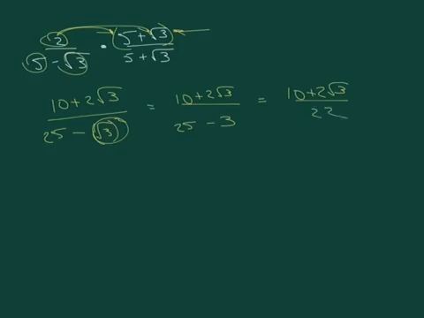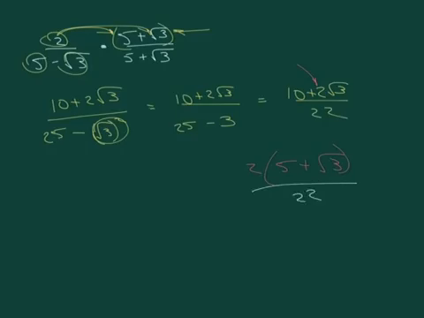Now if we look at our top here, do we have anything that's common that we can pull out? We have a 2 that we can pull out of the 10, and we have a 2 that we can pull right there. And one of the ways you can tell if you can do what you just did is if I distribute this 2 back in here, do I get this back? 2 times 5 is 10, 2 times square root of 3 is this. So yes, I get that back, so that means that's correct.